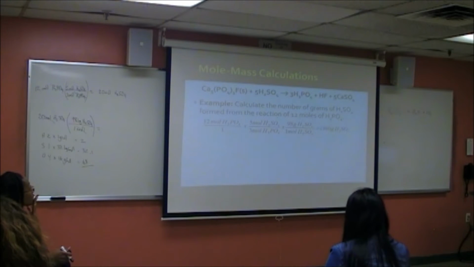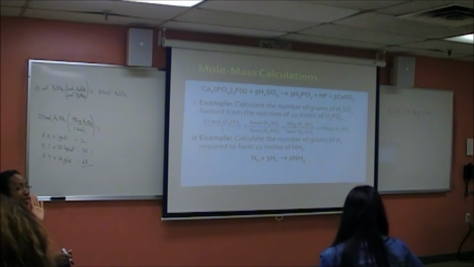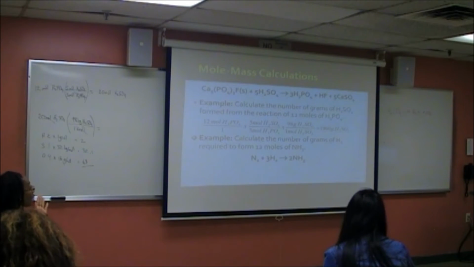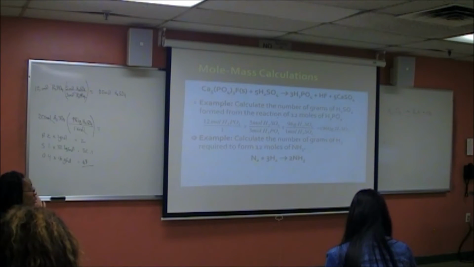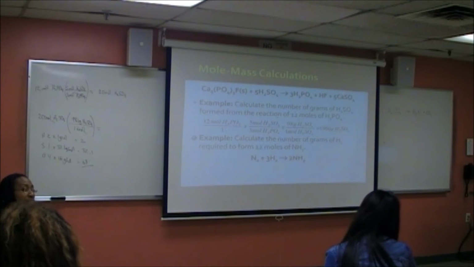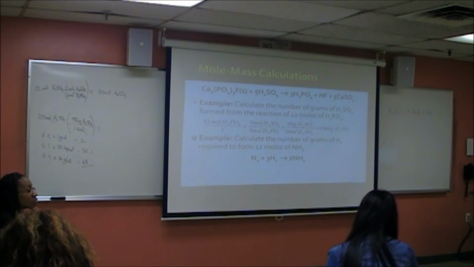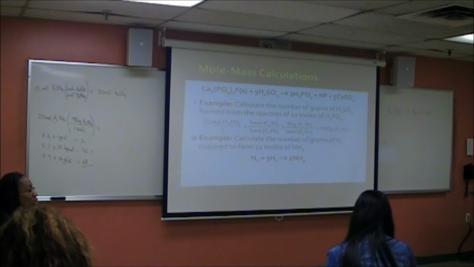Alright, let's try another one. Now we're taking a different equation. Let's see if we can apply what we've learned. Calculate the number of grams of hydrogen gas required to form 12 moles of ammonia. So, mass to mole and mole to mole? No. Mole to mole and mole to mass.